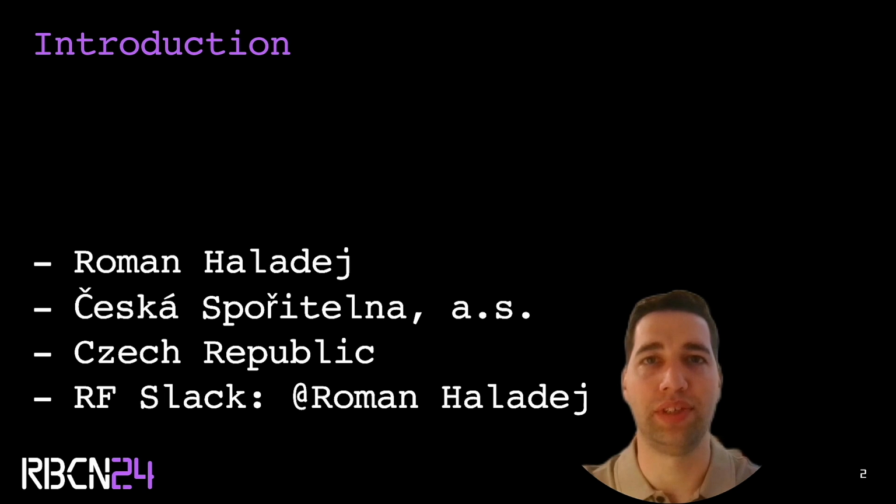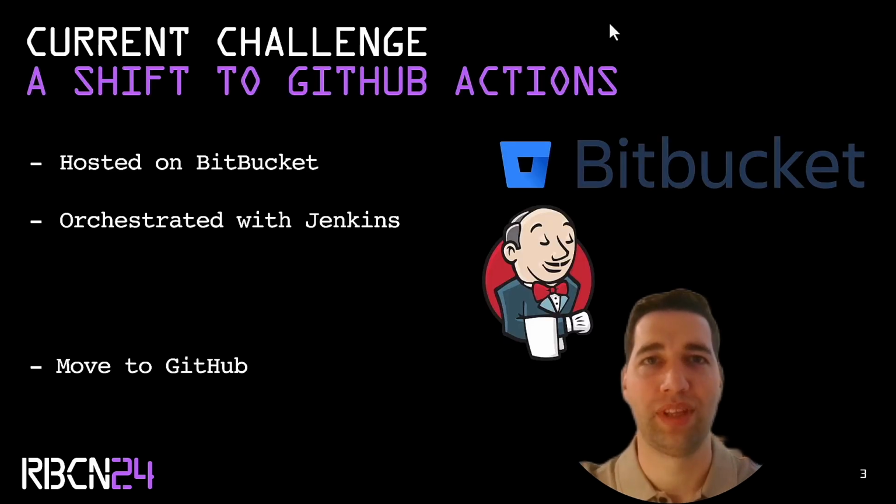I'm part of the Center of Excellence for Testing, where our aim is to aid teams in our organization by offering best practices, research, support, and training in testing, not only with Robot Framework. Our challenge: a shift from Bitbucket and Jenkins to GitHub and GitHub Actions.